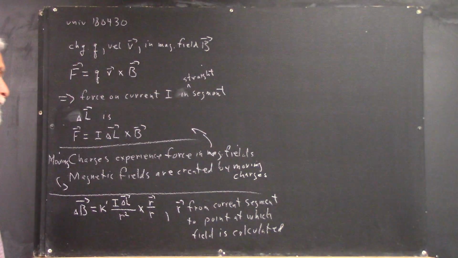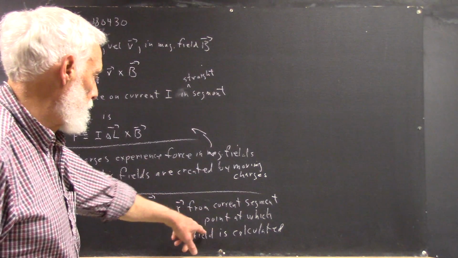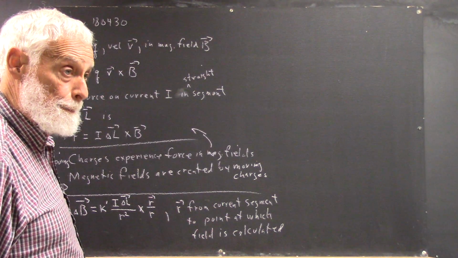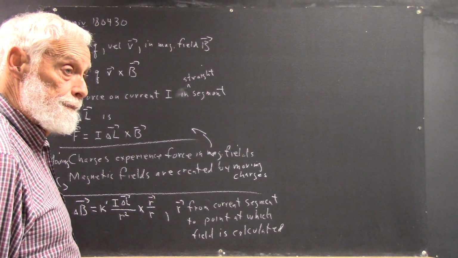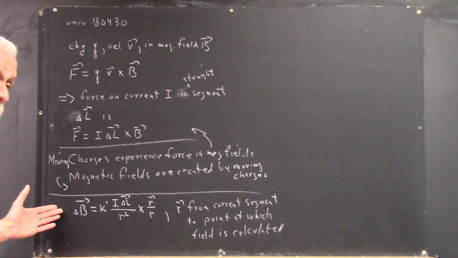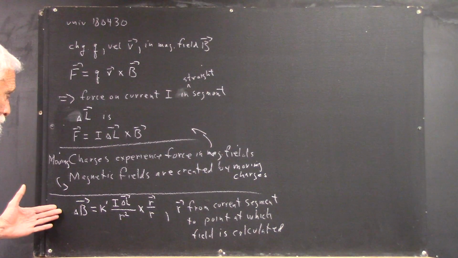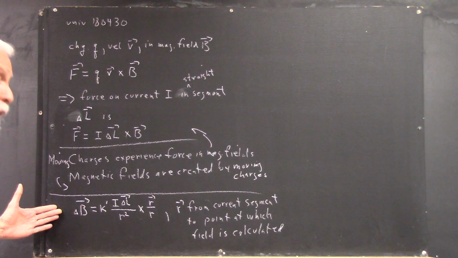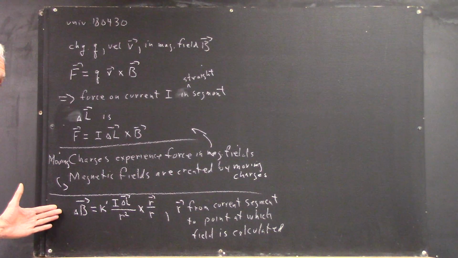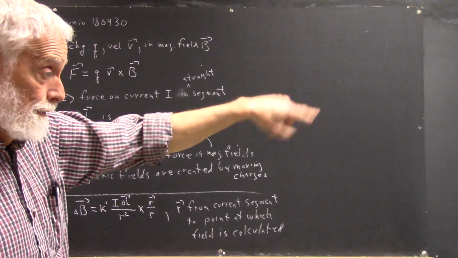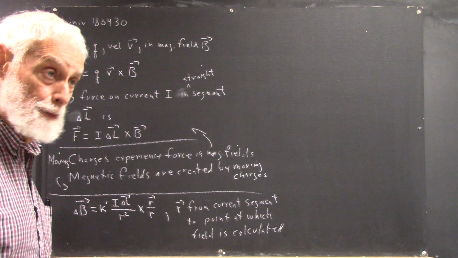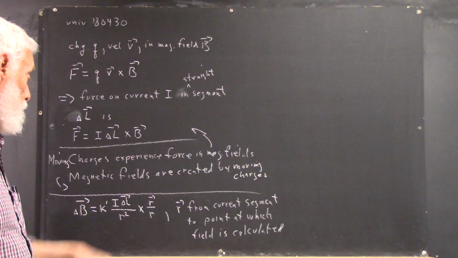And R is a vector from the current segment to the point at which the field is calculated. So that's it. But to kind of understand how this works, we really need to work it out for a couple of configurations. Typical configurations being a long straight line of charge and a circular loop of charge, okay? So we're actually going to work that one out.